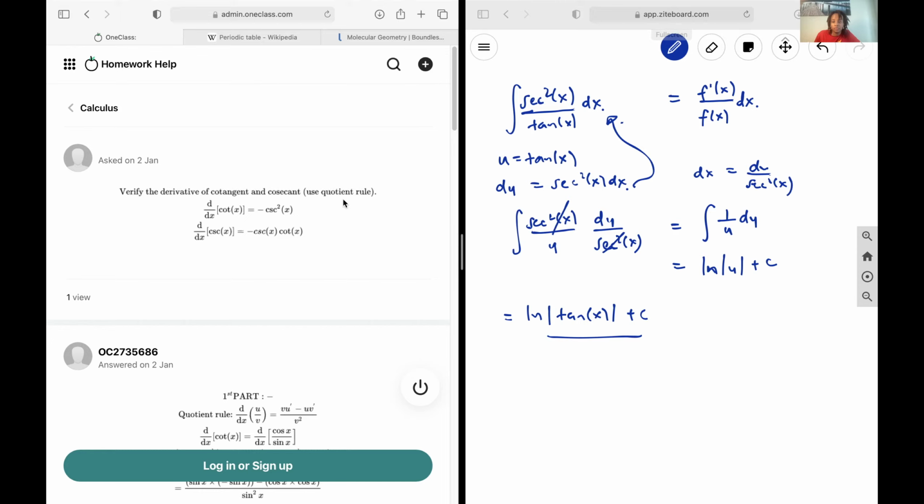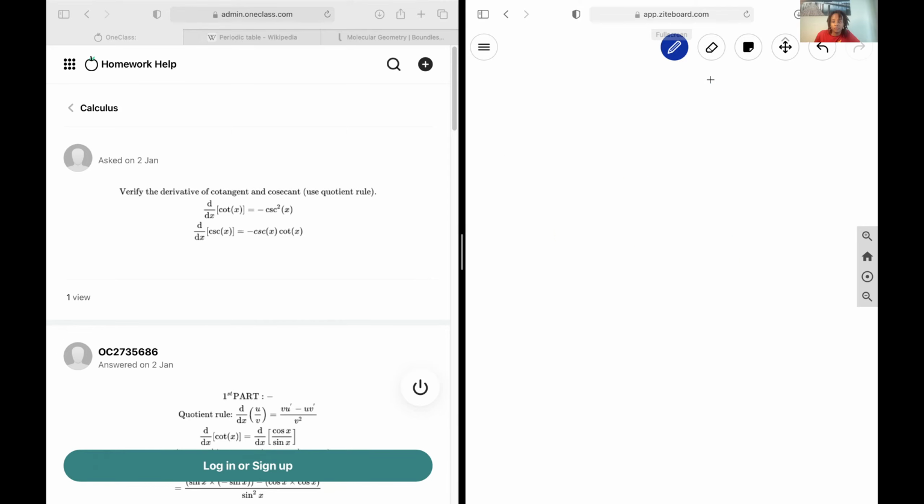Verify the derivative of cotangent and cosecant using the quotient rule. And so they've clearly told us that we need to use a specific rule, so let's just write it down so we can figure out how it applies to our questions. The quotient rule just states that the derivative of f of x over g of x is going to be equal to g of x multiplied by the derivative of f of x minus f of x multiplied by the derivative of g of x all over g of x squared.